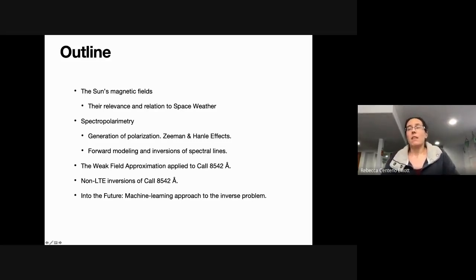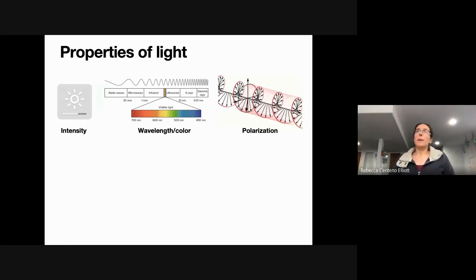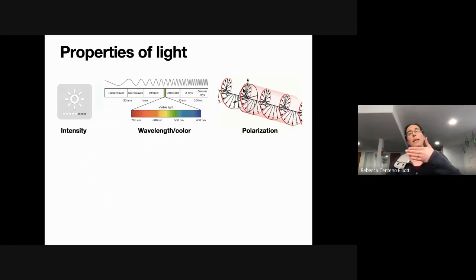So, another basic introduction, and maybe for people that are used to radiative transfer this is very superficial, but bear with me. Light is not only characterized by its intensity as a function of frequency, but also by its state of polarization. Light is an electromagnetic wave. It's transverse in nature, and that means that the electric field and magnetic field that describe it oscillate in the plane perpendicular to the direction in which it propagates.